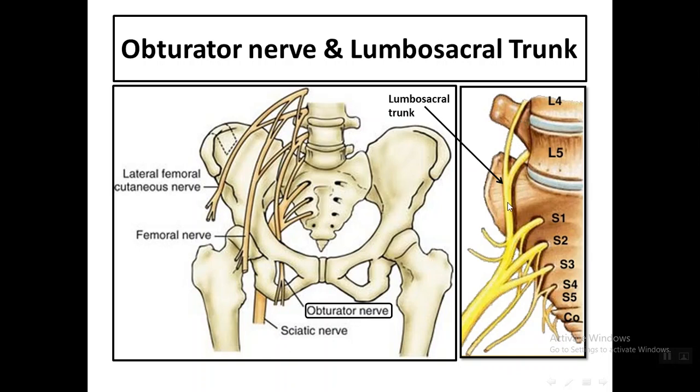lumbosacral trunk, this is what we call the lumbosacral trunk, is formed by the root from the fourth lumbar nerve, and this lumbosacral trunk will pass in front of the ala. This is the ala of the sacrum. And then it will join the first sacral nerve to share in the formation of the sacral plexus.